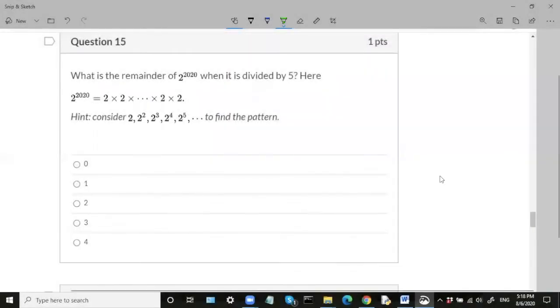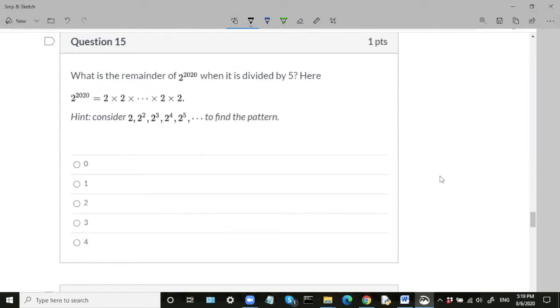Problem 15. What is the remainder of 2 to the power of 2020 when it is divided by 5? Okay, so we have the number. We have the hint. We need to find the pattern. So let's set up a table.